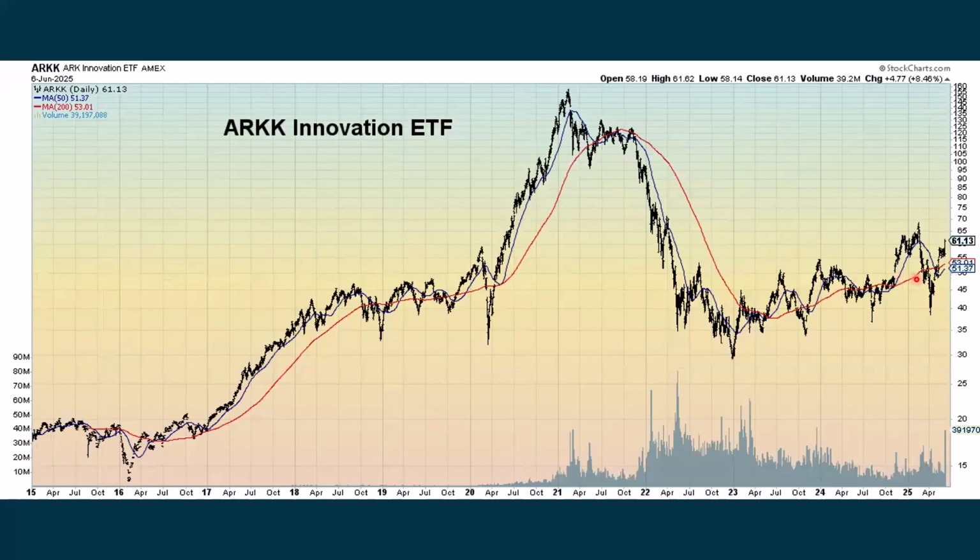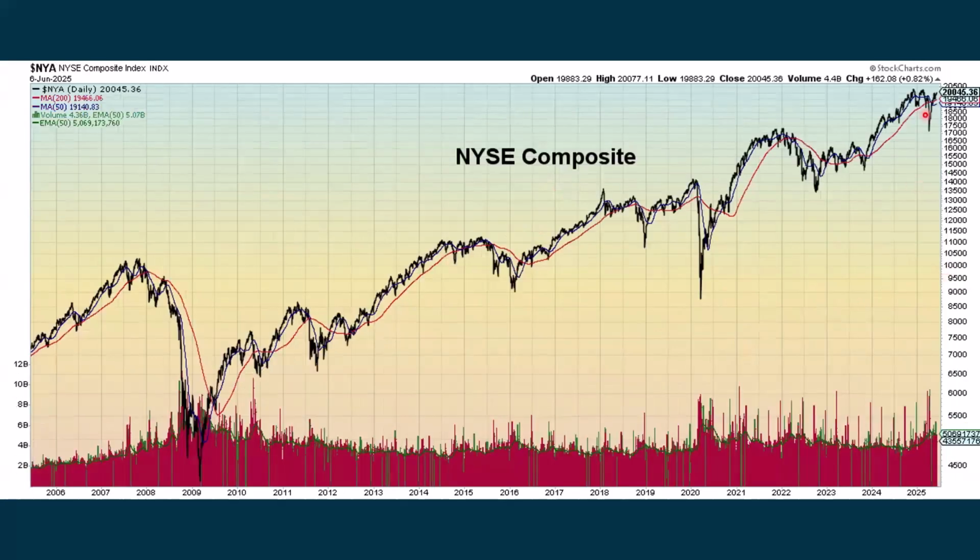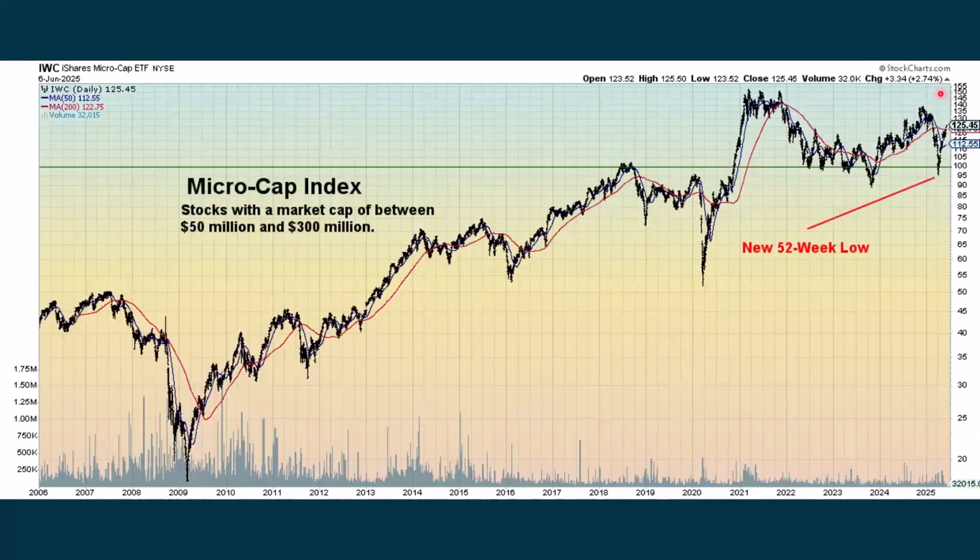And then ARK, it's above both moving averages, and it had a pretty good week, and it had a good day on Friday, up 8.5%, but it's still in a downtrend. The NYSE composite in a downtrend, but it actually held up better when we were really going down. It went down too, but it went down less. And even though it's in a downtrend, it's above both of the moving averages. The micro caps, really small companies here, in a downtrend, but also improving.